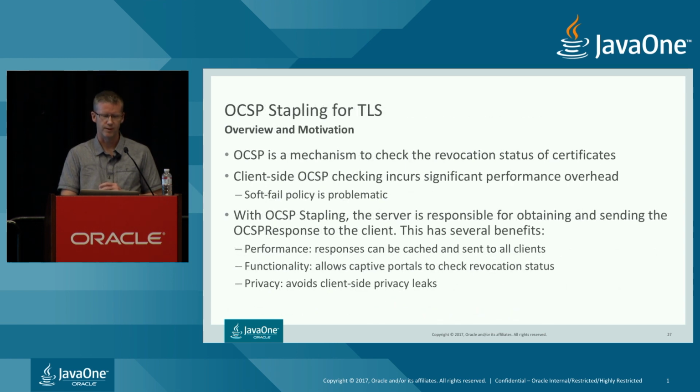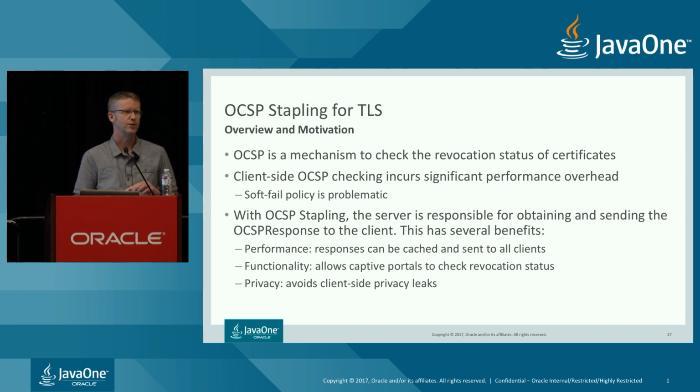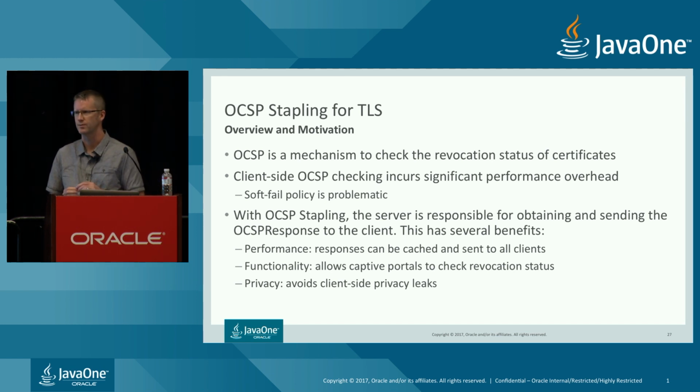Okay, over into the TLS area, we've got a couple of new exciting enhancements in JDK 9. The first is OCSP Stapling for TLS. So OCSP is one of two mechanisms that are commonly used to check the revocation status of certificates, the other one being CRLs. Now, typically, implementations use client-side OCSP checking, but that is problematic. It incurs significant performance overhead. The client has to make a network request to the OCSP responder, wait for the response, and then see if the certificate is revoked or not.